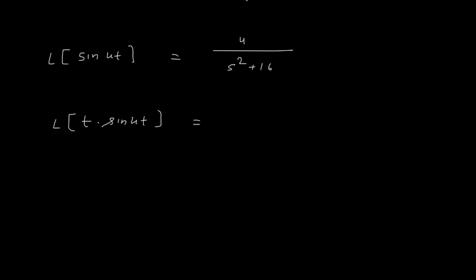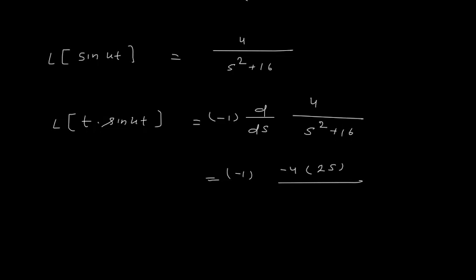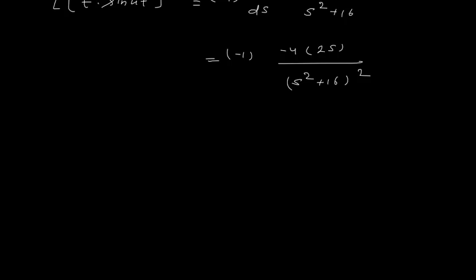So I will say minus 1 into d by ds into, we have to differentiate 4 upon s square plus 16. So I will get answer as minus 1, here it is minus 4 into 2s upon s square plus 16 the whole square. So this minus minus plus, so here it is 8s upon s square plus 16 the whole square.